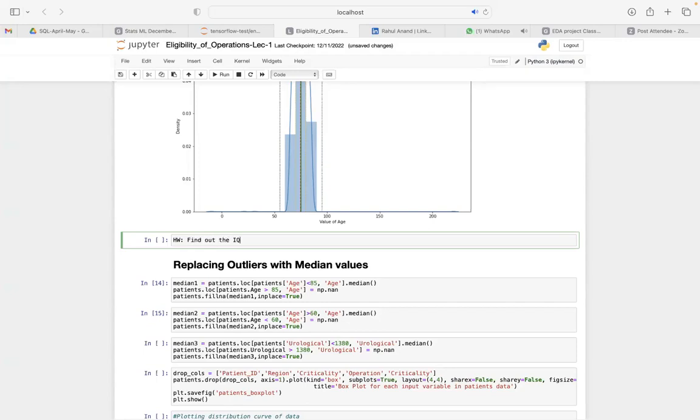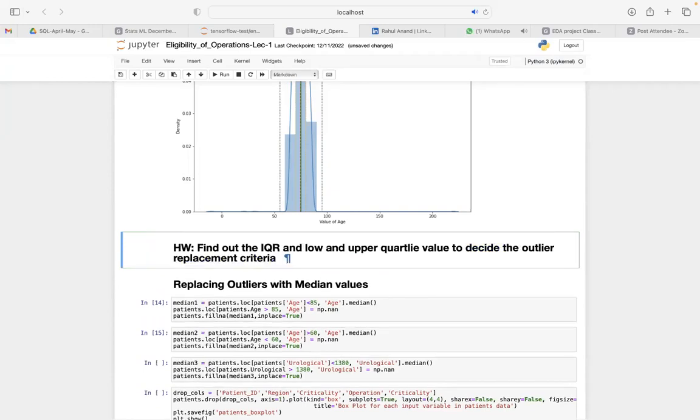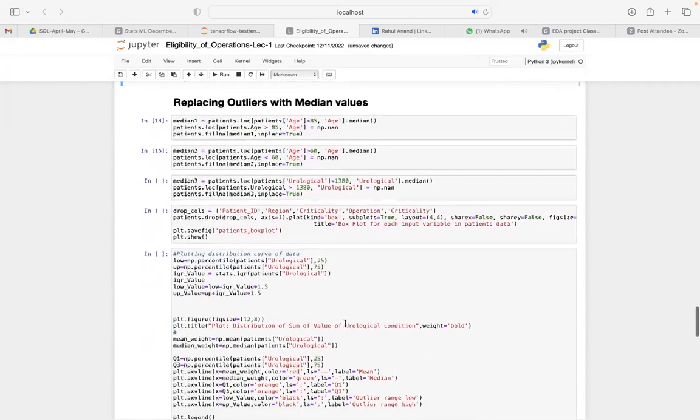Yeah, find out the IQR and the lower and upper quartile value to decide the outlier replacement criteria. Okay. So that's your homework. Okay.